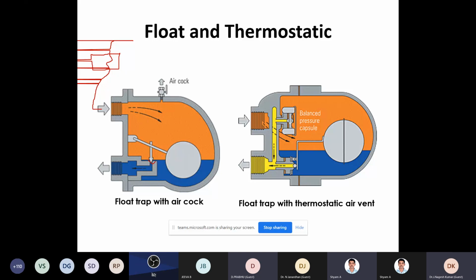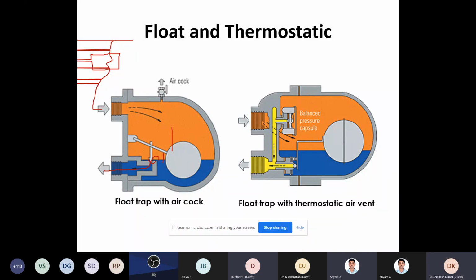Now, as the level rises, the float also lifts. The float lifts and then the condensate flows out like this. When steam comes, the float does not lift because of the density difference. So the float remains in that position and steam is trapped. It does not allow the steam to go, but it allows only the condensate to go. The typical float trap.